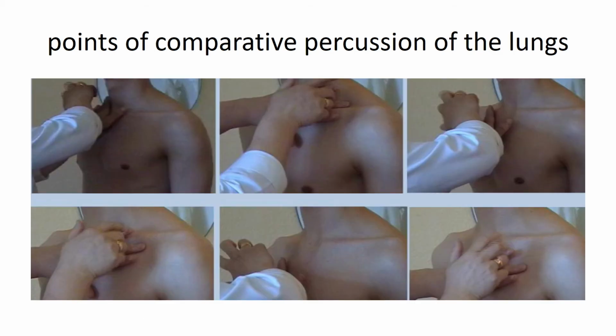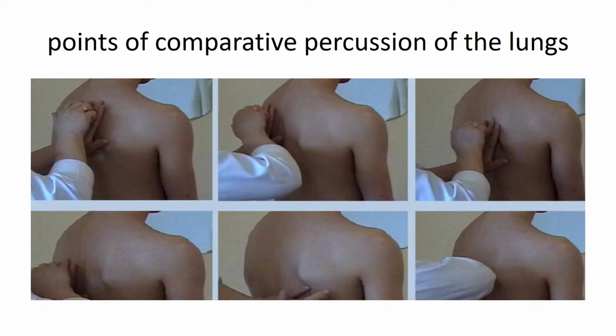Here on this picture you can find the points of comparative percussion of the lungs and also the methodological perspective. The finger that you put on the body is the pleximeter. And this is how you need to do it. This is the point of comparative percussion in the lungs on the back side.